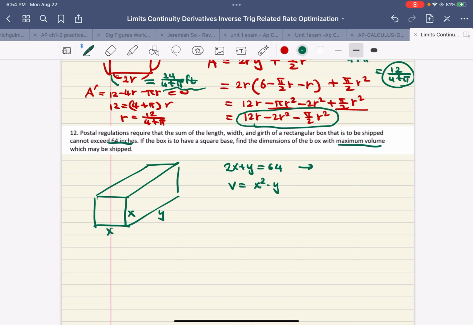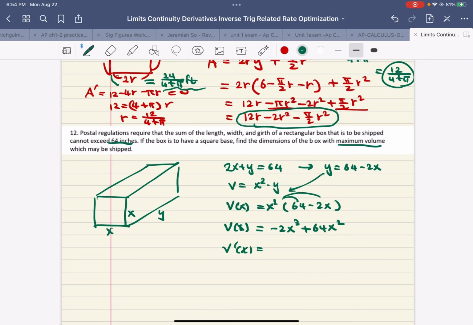Okay. So from here, you isolate y: 64 minus 2x. So V of x equals x squared, so you substitute here, 64 minus 2x. Now, when you multiply it out, this one, negative 2x cubed plus 64x squared. Okay, that's V of x. Now, to find the maximum volume, you have to take a derivative. So negative 6x squared plus 128x. Set equal to 0. You need to find the critical value.